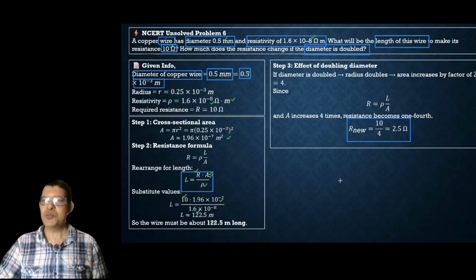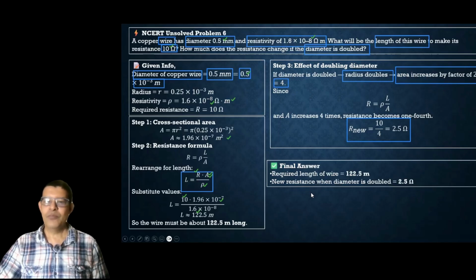If you have any questions on this problem, try to solve this at home. If you have questions about when radius doubles, how does the area become 2 square? Please recollect, this is part of maths. You will get it. Try to solve it once. And if you are still not able to get it, please put your comment. Okay, we'll try to solve it together. Until then, the final answer.